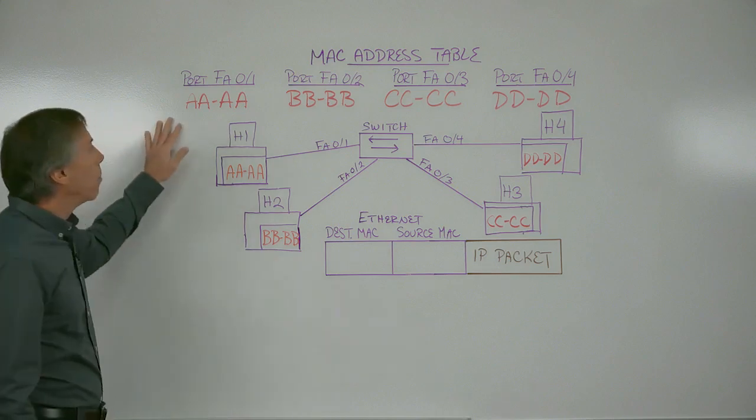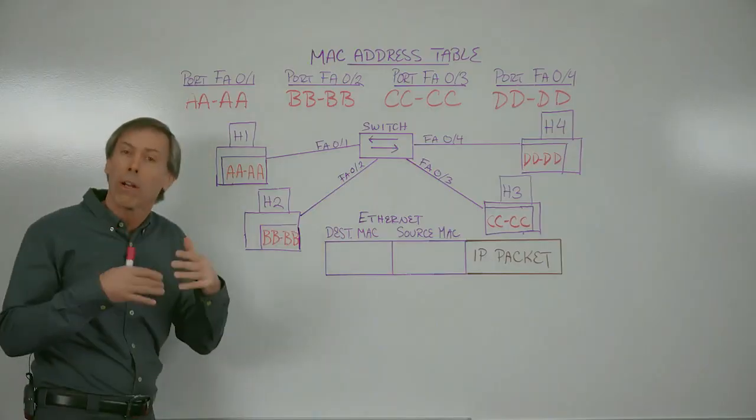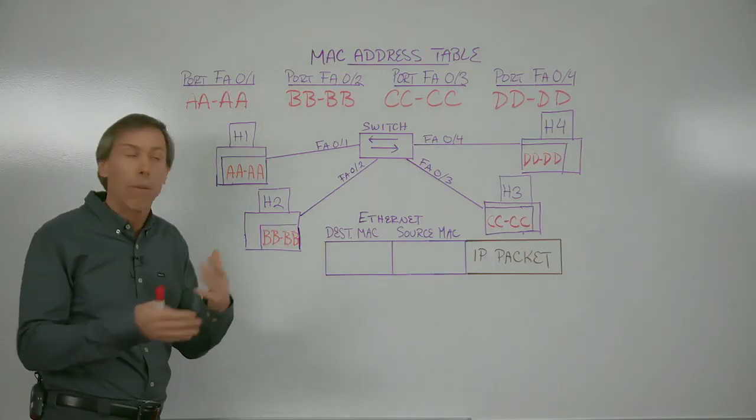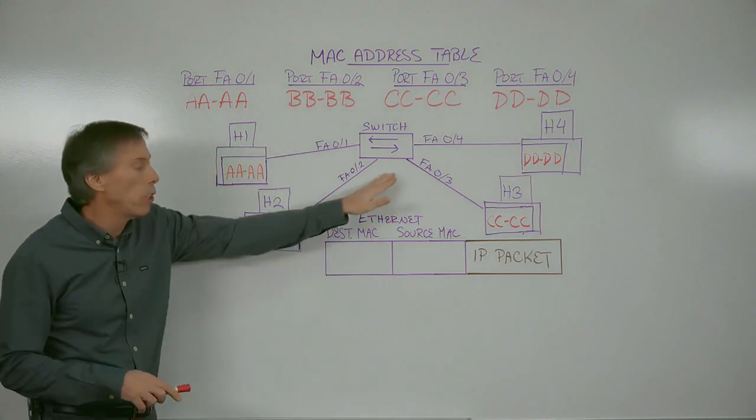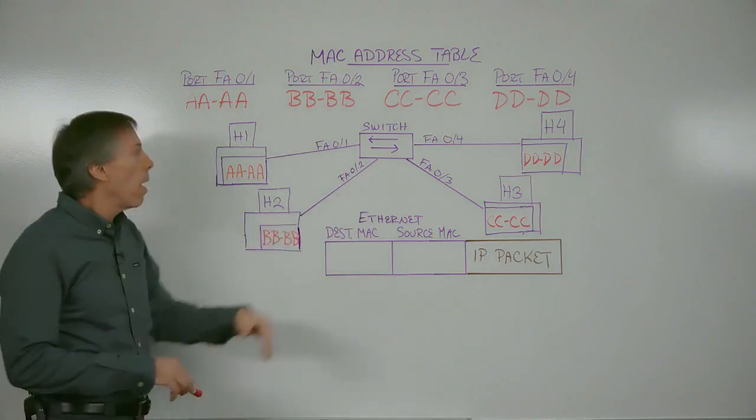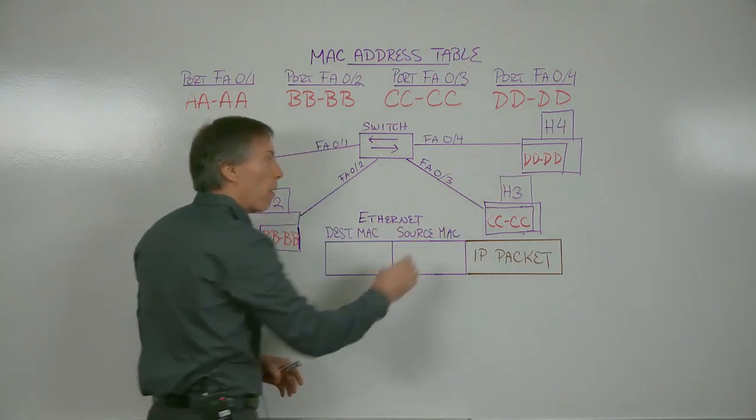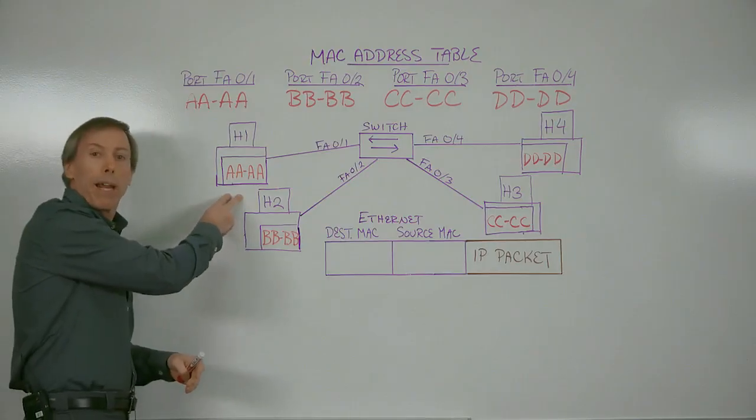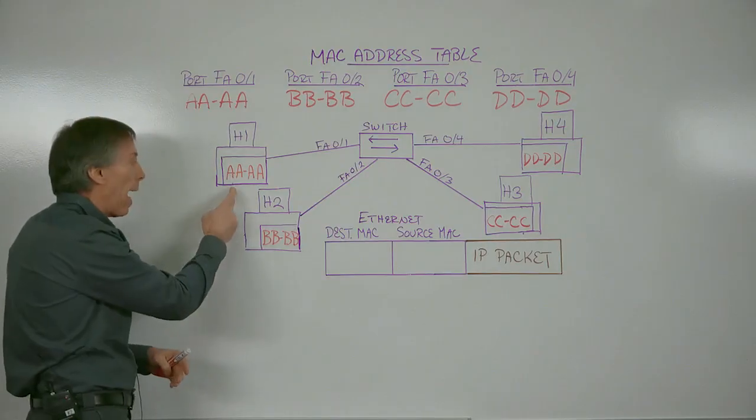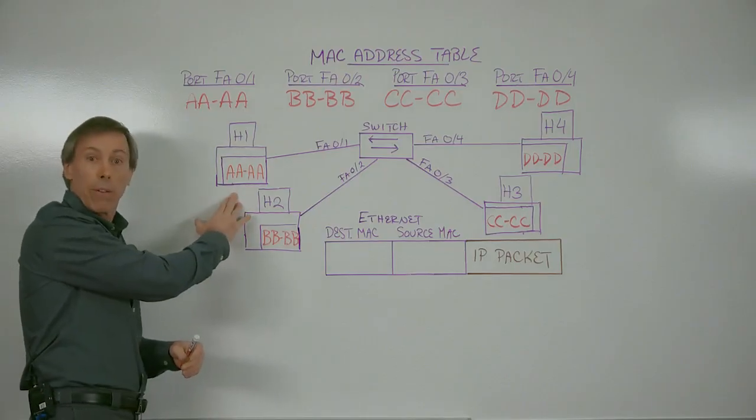In this example, the MAC address table is already fully populated. We'll learn in a later video how the MAC address table gets built. But let's see how a switch uses this information. Here we have 4 hosts, H1 through H4. I have on each host an abbreviated MAC address, like AAAA for host 1. That's the MAC address of its Ethernet NIC.